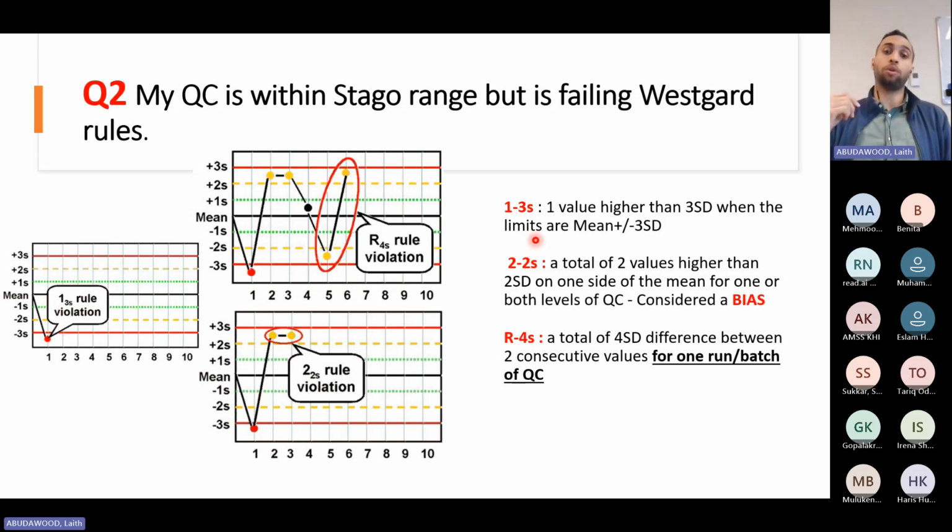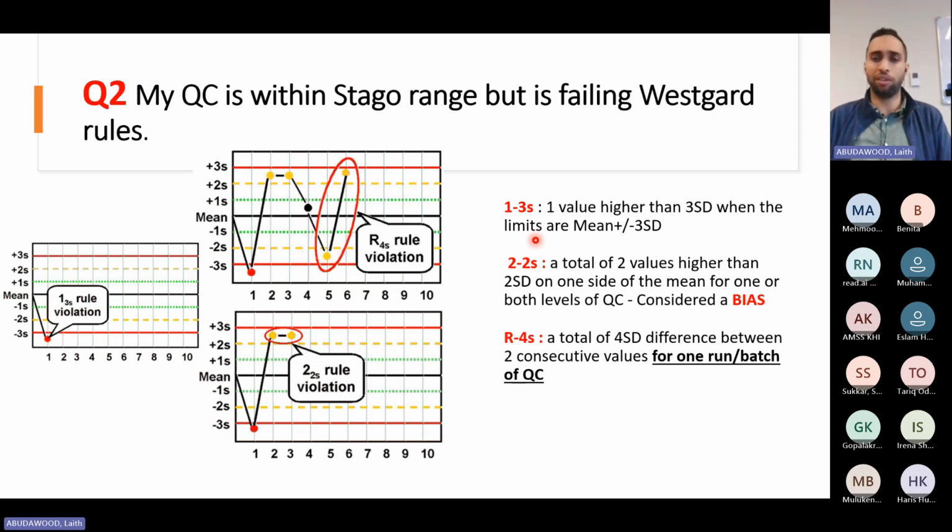So if I'm using 2 standard deviations, the moment I exceed 2 standard deviations, some customers use that as a warning rule. Even though you can expect one run out of 20 to be outside of 2 standard deviations. So that's not a rule that's commonly used. So 1-3S is a rule, again, that is appropriately applied if you are using 3 standard deviations as your limit, not 2 standard deviations. That's a very important point.